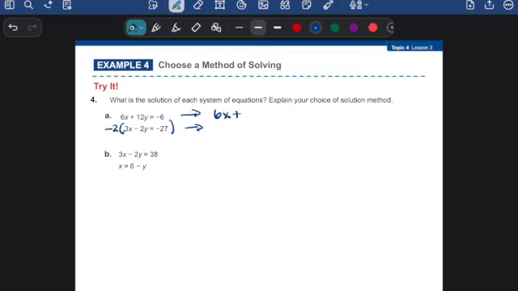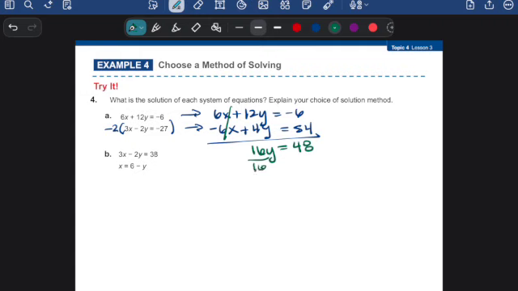Then rewrite the two equations after you distribute. This becomes negative 6x. This becomes positive 4y. Negative 2 times negative 27 is 54. Add the two equations together. I cancel out the 6x's. I get 16y equals 48. Divide both sides by 16. Y equals 3. So I'm halfway there.